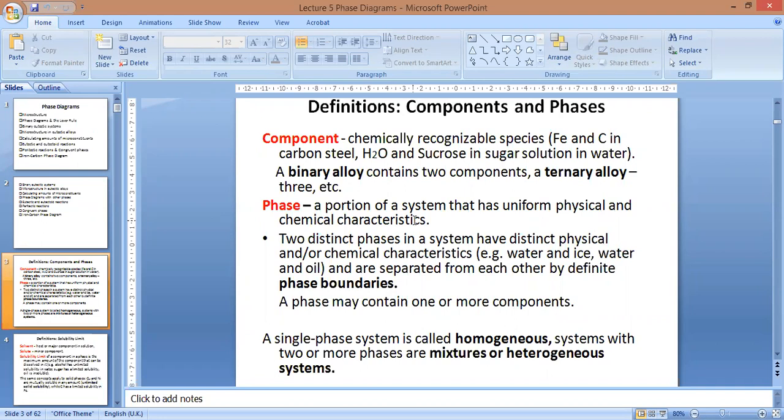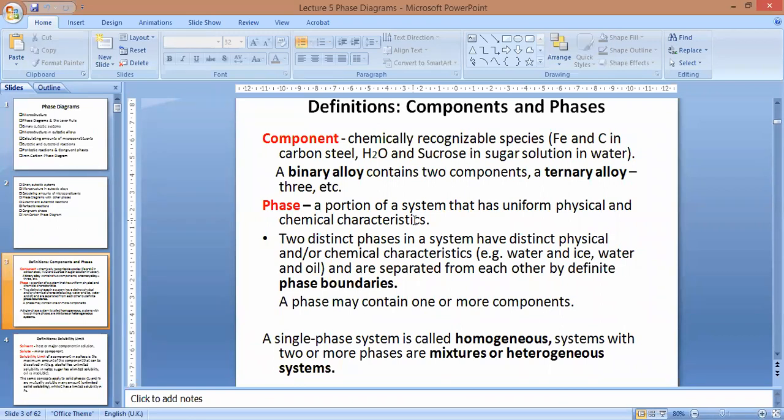And what is a component? Components are basically the parts that are found in an alloy. And then binary alloy means it's consisting of 2 components, from the word binary. Ternary means 3 components, and so on and so forth. But our main interest here is the binary and the ternary alloys as we're going forward.